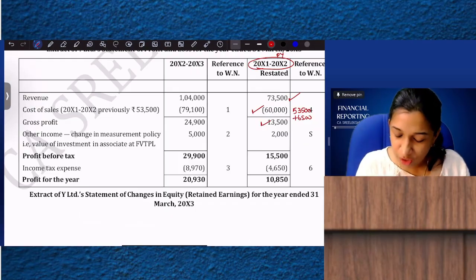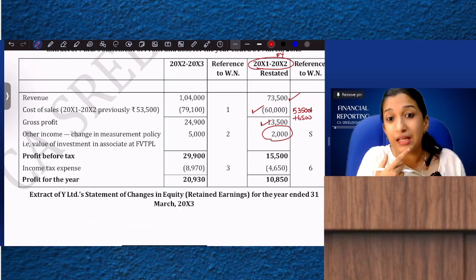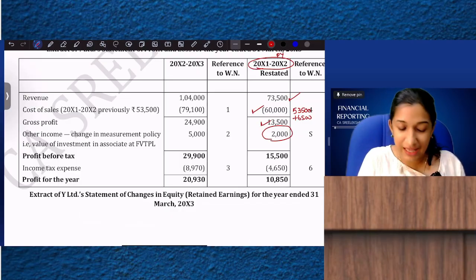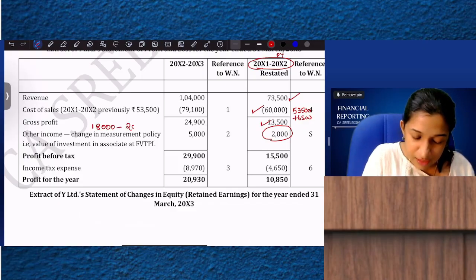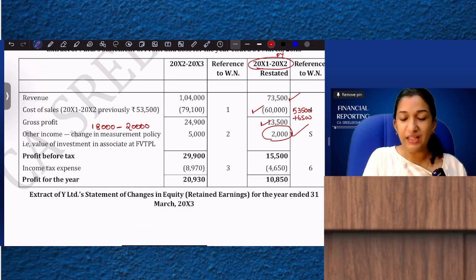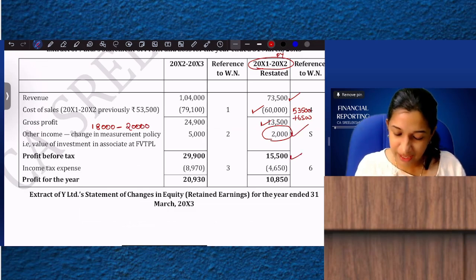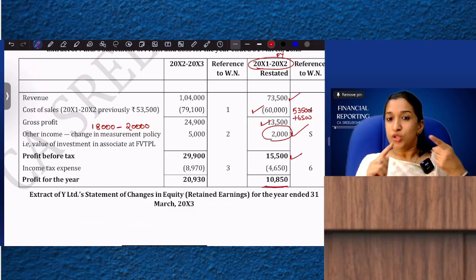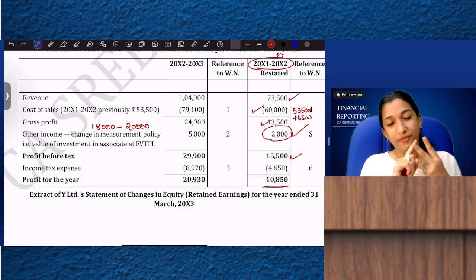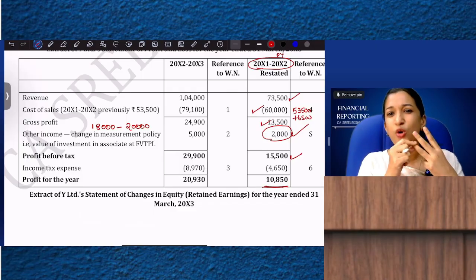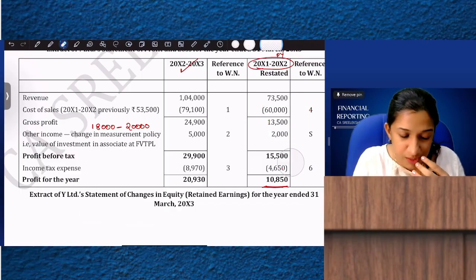Okay. Then what is this 2,000? I didn't understand. 11-12. There is another income they have added, other income. Yeah, that is the 18,000 investment value which has become 20,000 FVTPL, unless otherwise specified, a 2,000 gain. 15,500 income tax expense. So there is an error correction. There is a change in accounting policy, that is restatement. Then the change in accounting estimate is only in the current year, so no impact.